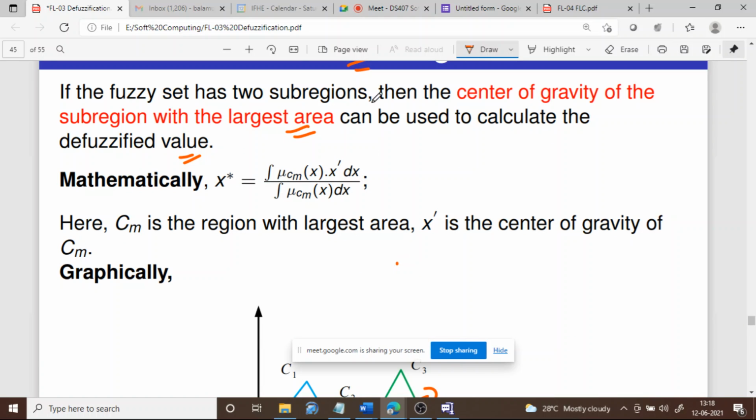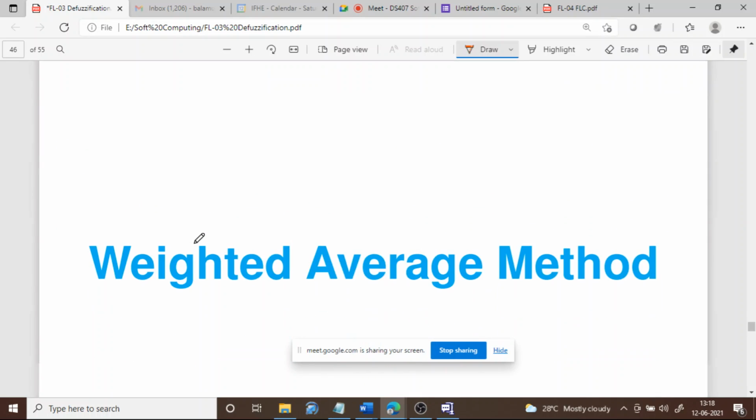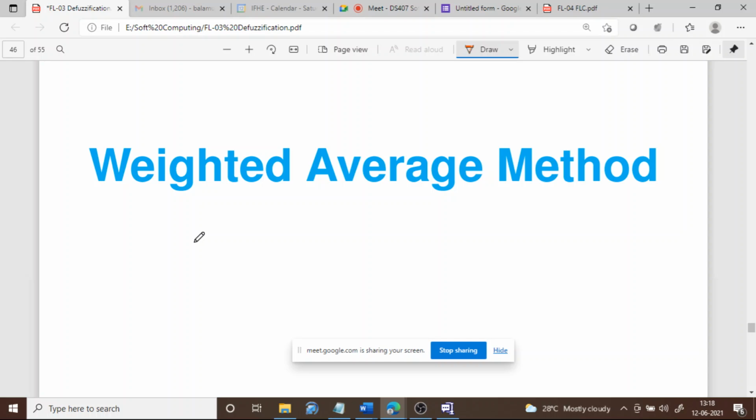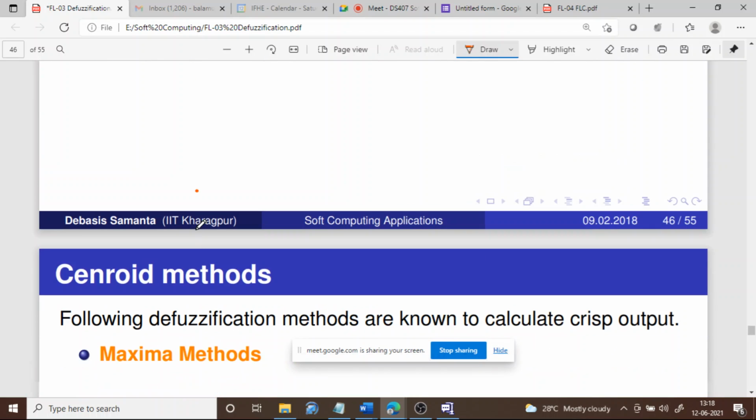If the fuzzy set has two subregions, then the center of gravity of the subregion with the largest area can be used to calculate the defuzzified value, and it is represented like this. Integration of mu Cm(x) into x' dx, where x' is the center of gravity of the Cm. Cm is the one with the largest area. So that's it about the centroid based methods. Next we'll be discussing the weighted average method.